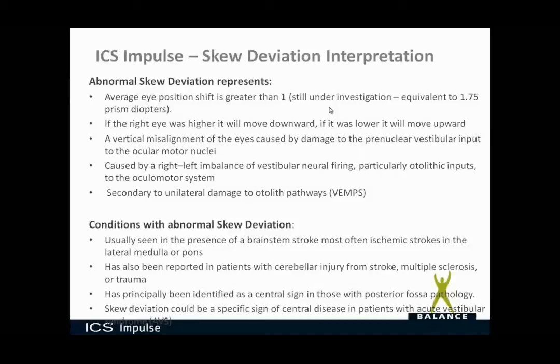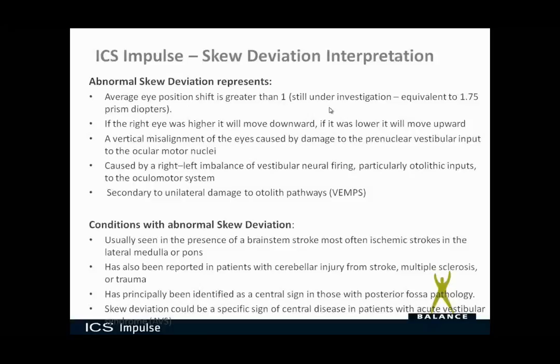A vertical misalignment of the eyes is caused by damage to the prenuclear vestibular input of the ocular motor nuclei. It's caused by a right-left imbalance of the vestibular neural firing, particularly otolithic inputs of the ocular motor system. And this is secondary to unilateral damage to otolith pathways. So when we talk about otolith, this term should be familiar to most everybody because this is also what VIMPs test for. So in the research, you'll see that a lot of times they are doing skew deviation along with VIMP testing.